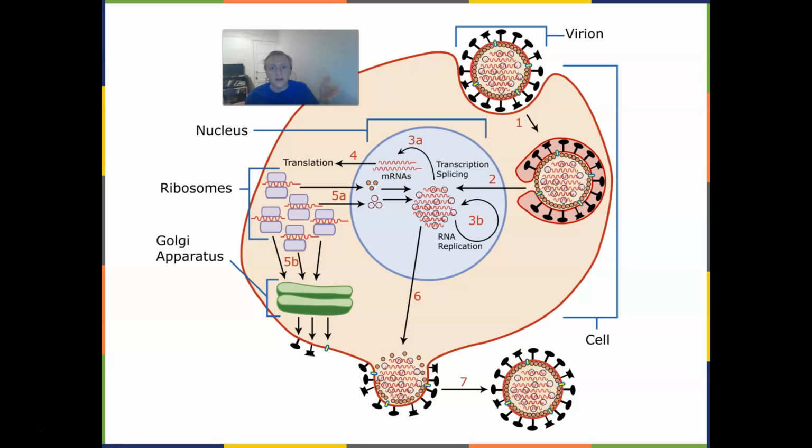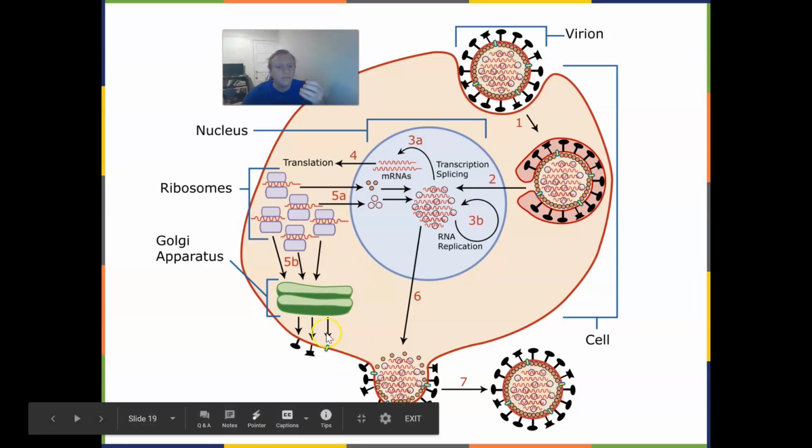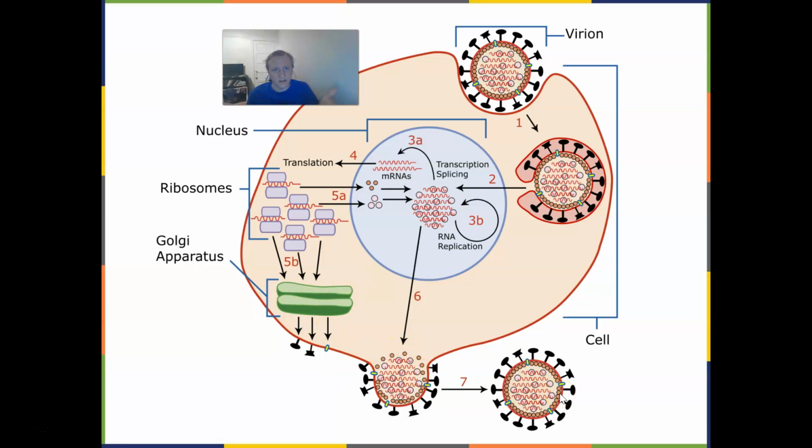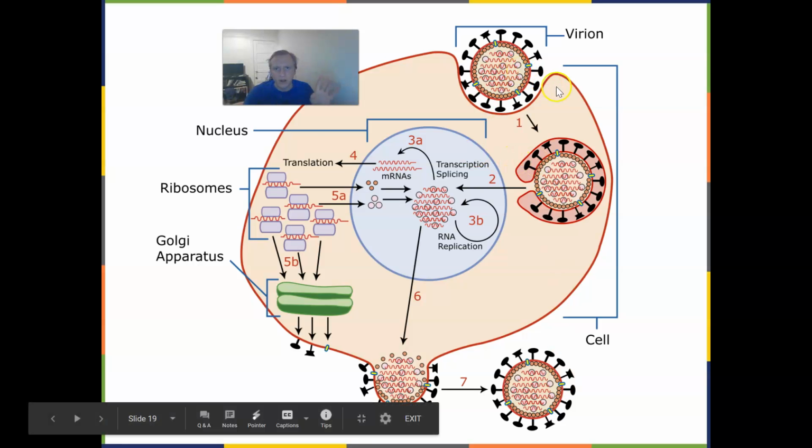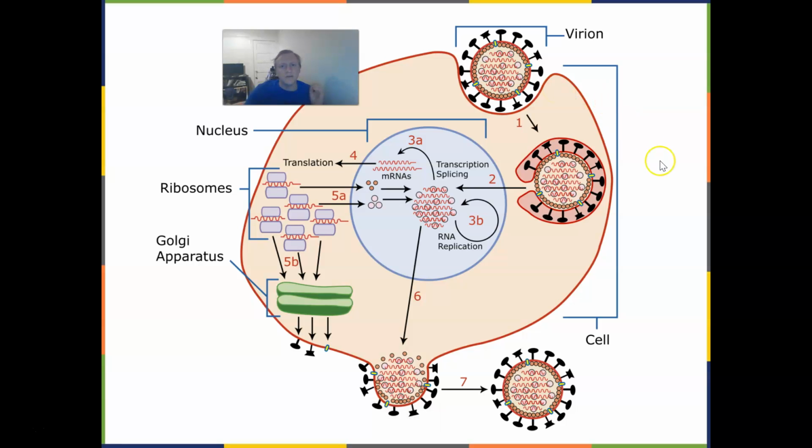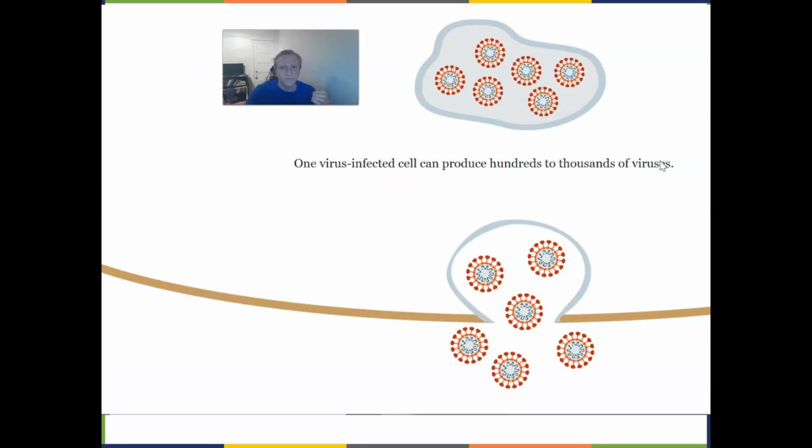But then the cell is going to undergo translation. It's going to make all of those viral particles, which are going to be taken and put into a vesicle and then ultimately released from the cell. Okay, and again, these proportions are super, super wrong. These virions are much, much, much smaller than the cells themselves.